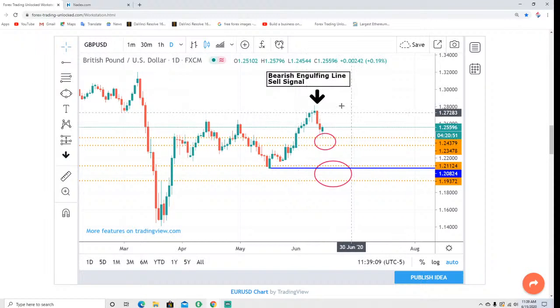However, this does go together with the dollar rally going against most of the currencies. So simultaneously, we had a bearish engulfing line sell signal in the British pound US dollar, just as we did in the euro US dollar. Now, this has had quite a run up also since the middle of May, but not quite as much as the euro.